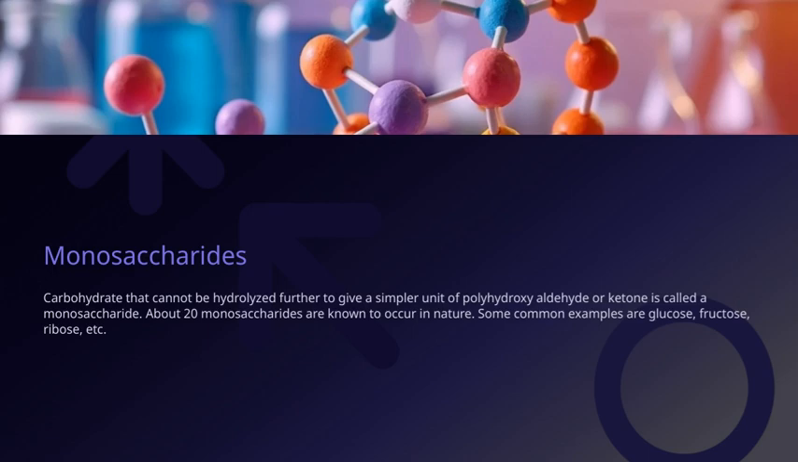Some of the most common examples include glucose, which is our primary source of energy, fructose found in fruits, and ribose, an important component of nucleic acids. Understanding these simple sugars is crucial because they form the foundation of carbohydrate chemistry and are integral to many biological processes. As we explore the broader world of carbohydrates, recognizing these key monosaccharides helps us see how complex sugars are built and how they function in living organisms.